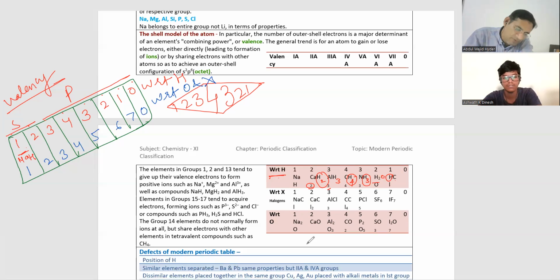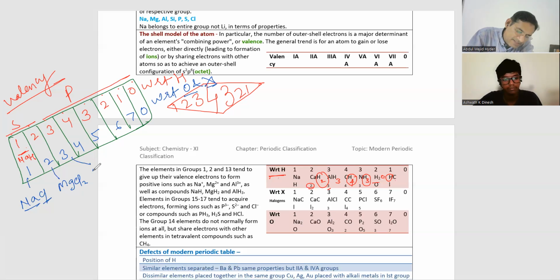Fine. So with reference to halogen or oxygen, see here NaCl. How many Cl are there? 1 Cl. There's only 1 Cl. So the valency of sodium will be 1. Now see, magnesium chloride, MgCl2. How many Cl are there? 2. So the valency will be 2. AlCl3.